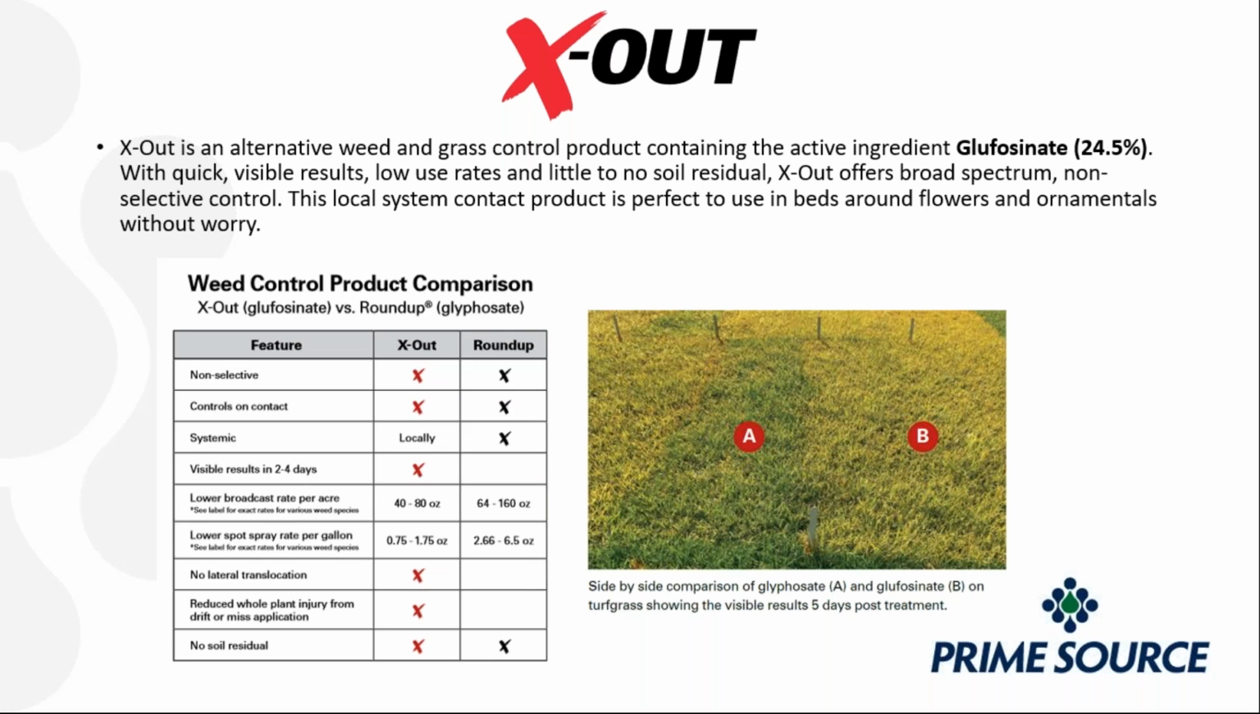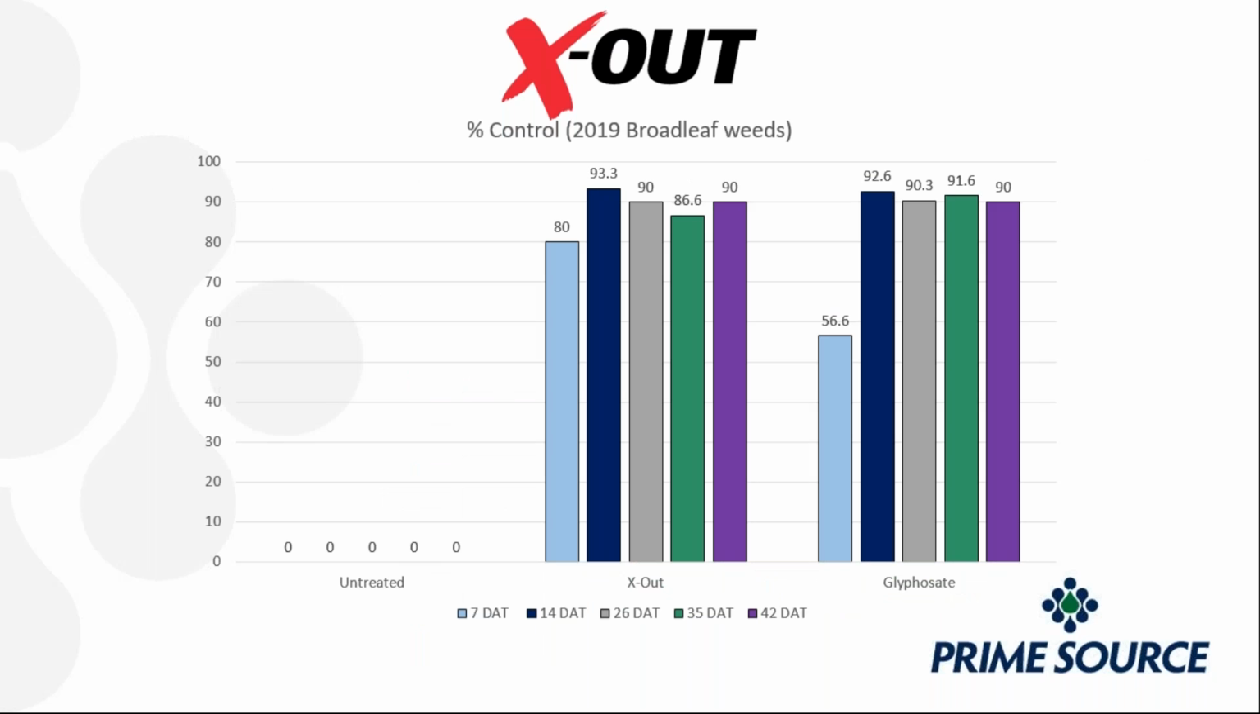It is a non-selective. It's locally systemic. It's not a true systemic like glyphosate. It is a much lower rate. It's usually half rate. It will not move. So if you spray it, it does not laterally translocate. So you spray it in a flower bed, it's not going to move outside of that flower bed. And there is no soil residual. So if you spray it, once it kills everything, you can replant, stuff like that. Very similar to glyphosate.